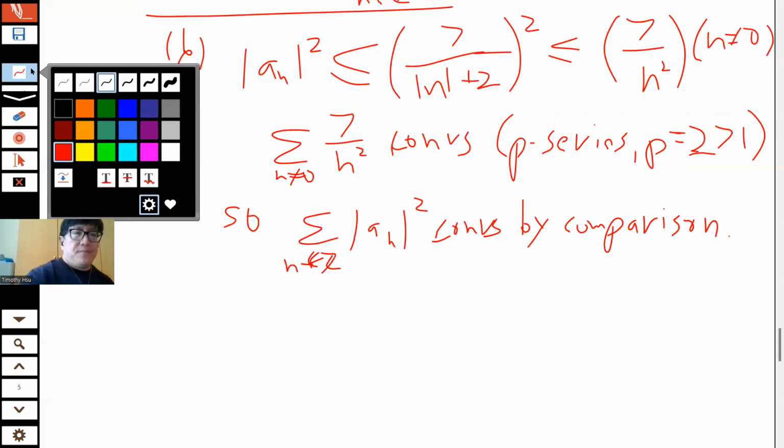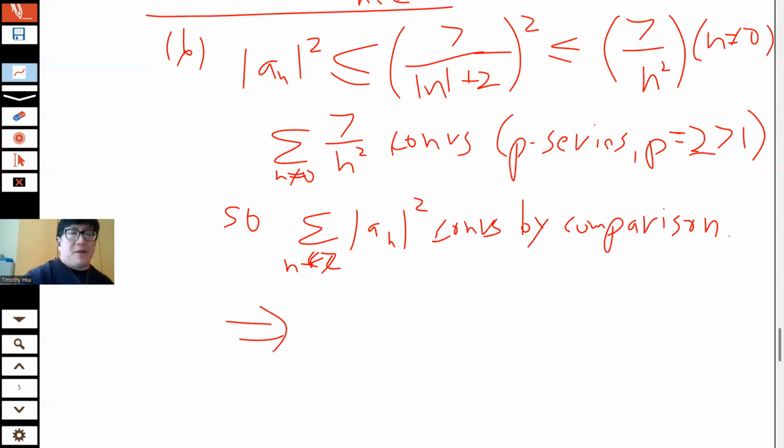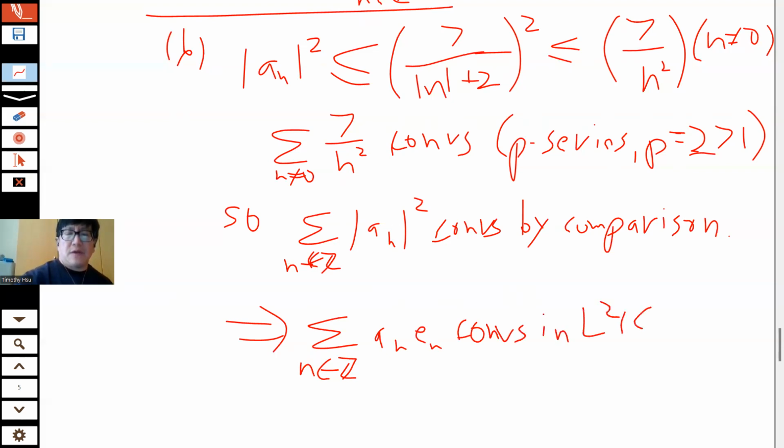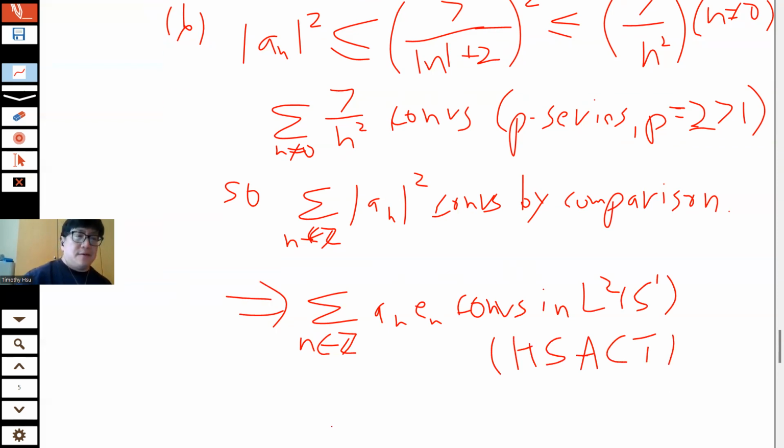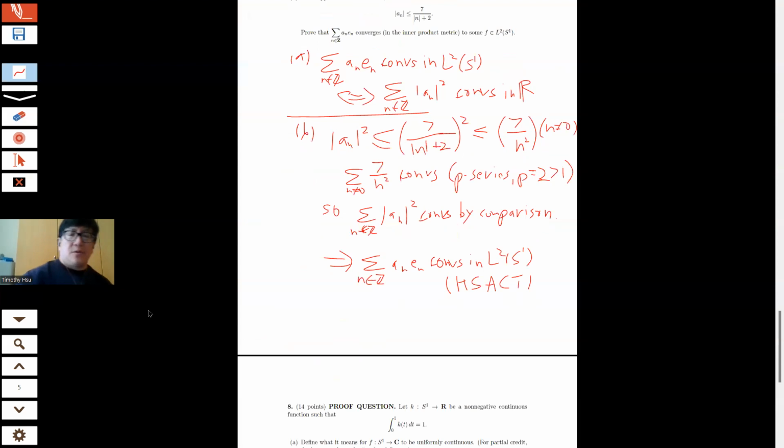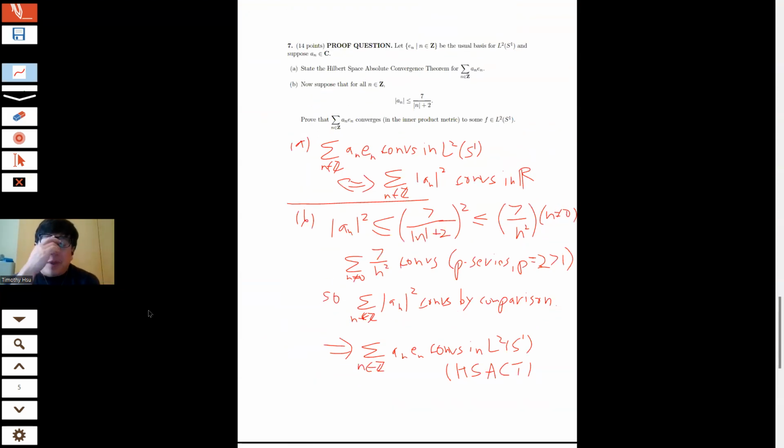And therefore, that implies, I mean, it's equivalent to, but in particular implies that the sum that we were really interested in, the sum of a_n e_n, converges in L2 of S1 by the Hilbert space absolute convergence theorem. Yeah, there we go. So there's part B, in its full glory.